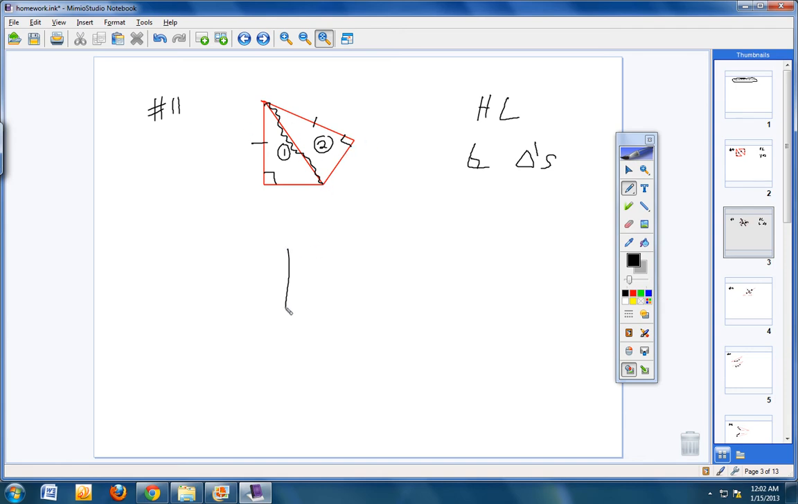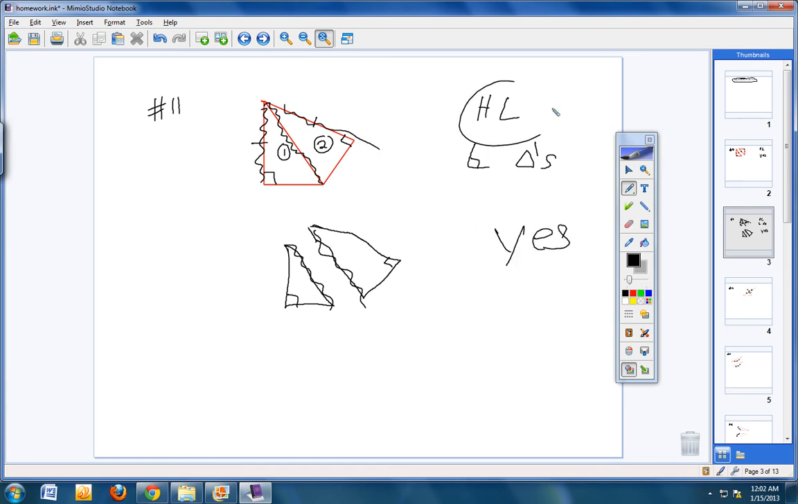If you were to split these two triangles up, one would look like this, and the other would kind of look... Wow, that is an amazing triangle. This is a hypotenuse, and this is a hypotenuse. So, do we have hypotenuses that are congruent? Yes. And do we have legs that are congruent? One leg, yep, this leg here and this leg here. So yes, we can definitely use HL.